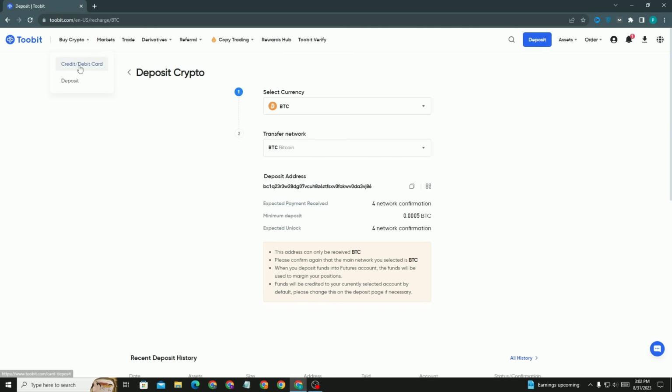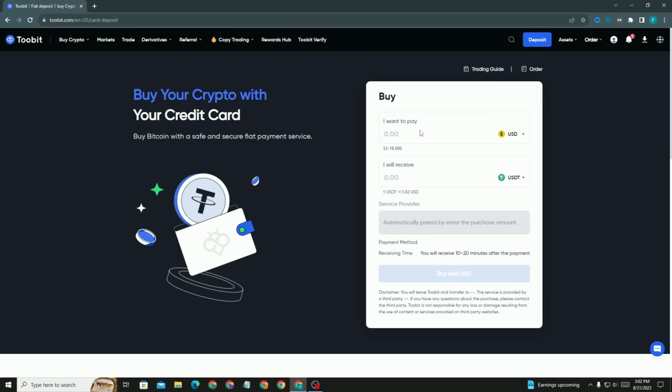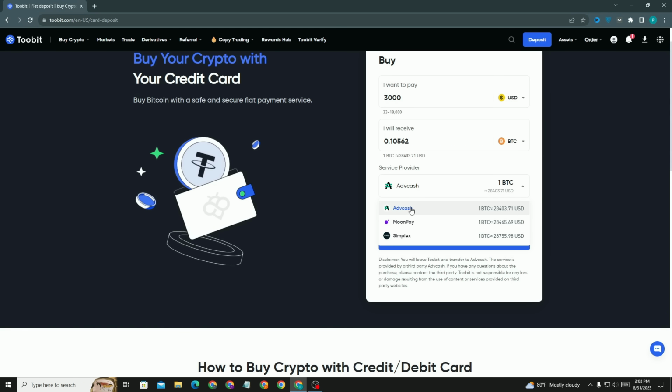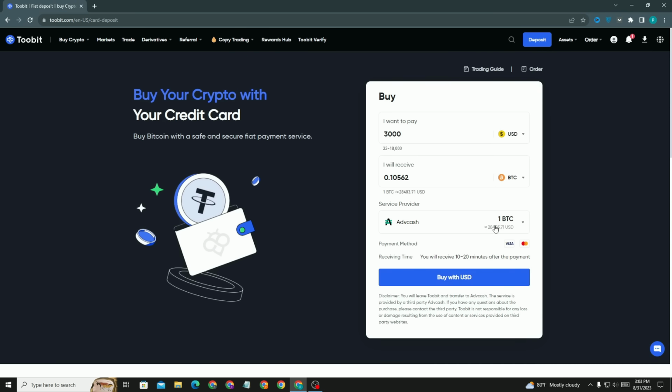Read this very carefully, and only then will you be able to deposit the BTC amount here in Toobit. So now let's look at credit and debit. If you have a credit or debit card, then we have this option also. You can deposit from your Visa or MasterCard. For example, if I want to pay $3,000 USD into BTC, you can choose from various service providers like AdvCash, MonPay and so on. Please select your payment details, Visa or MasterCard, and then buy with USD. You can simply do it from here.